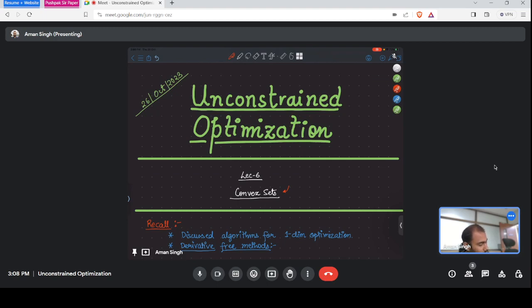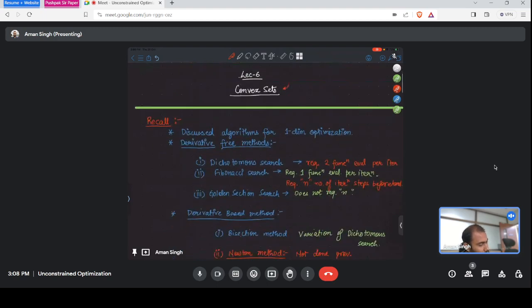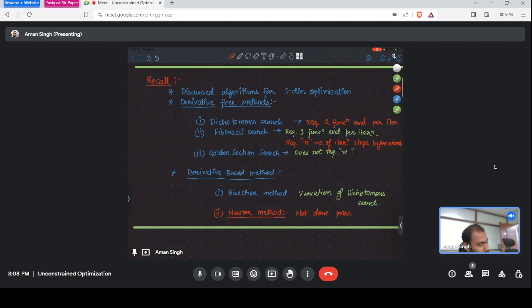That is what we are going to study today. Before starting, let's recall what we studied in the last lecture. In the last lecture, we discussed some algorithms for one-dimensional optimization, where the input was one variable for a function, and we optimized that. We looked at some derivative-free methods like dichotomous search, Fibonacci search, and golden section search. These three we looked at.